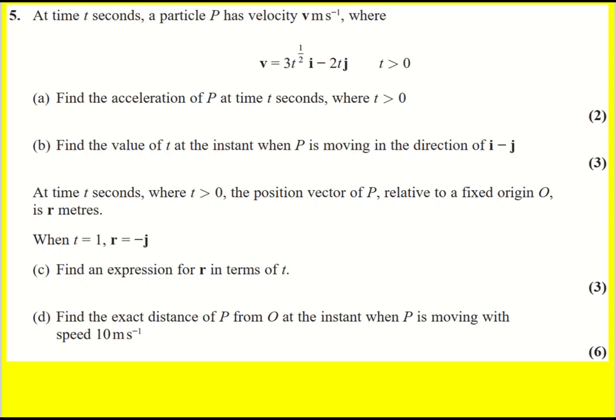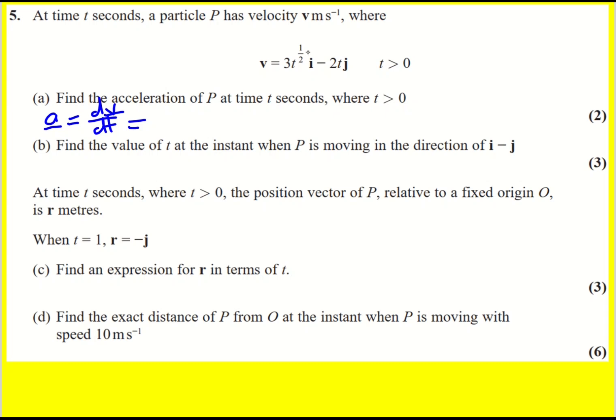A variable acceleration question here, because the velocity is not just linear with t, it's dependent on t to the power of a half. So if we want to find the acceleration, which is going to be a vector because we're working in 2 dimensions, we're going to differentiate v. It's going to be the change in velocity with respect to time, dv by dt.